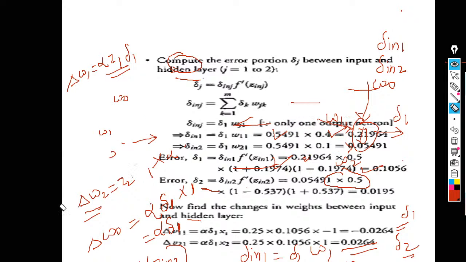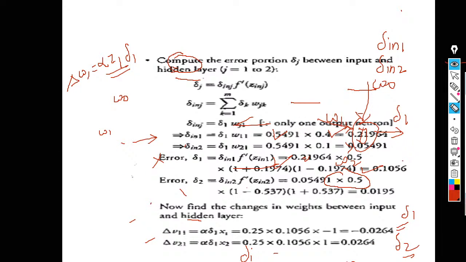If we try to calculate, if we see here, the formula is very simple. I told you, by looking at the diagram you can just try to calculate. So the formula is very simple. For example, if you want to calculate the change in weights of V11, then the formula is very simple. Alpha, that is the learning factor, multiplied by delta 1, so that is the output error of your Z1, okay, and then multiplied by x1. So x1 input is coming to that particular Z1. You can calculate, it's coming out to be minus 0.0264.